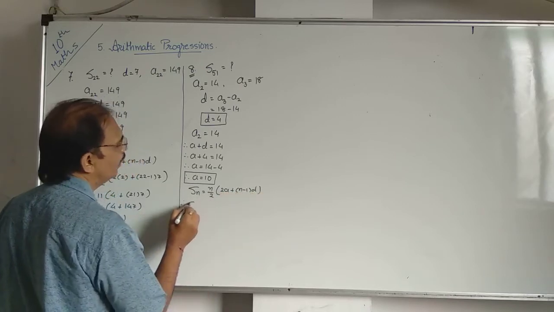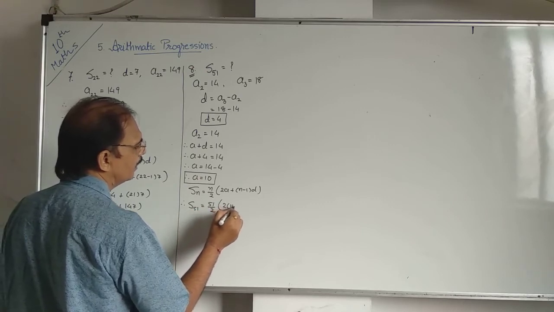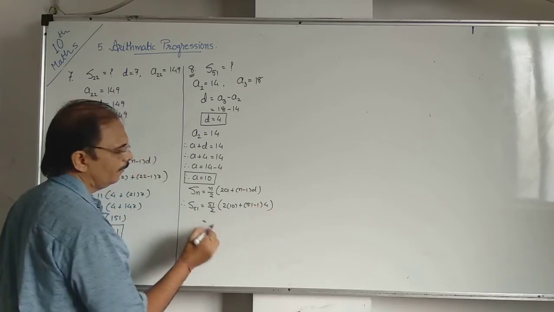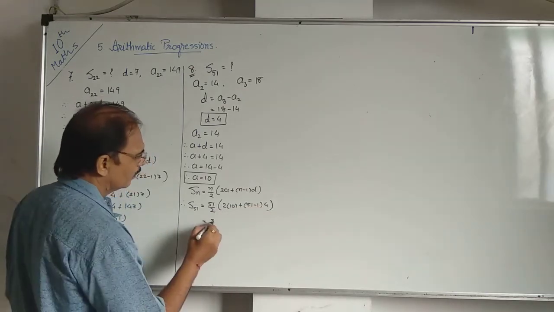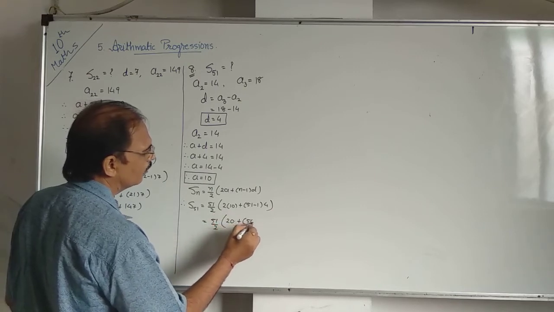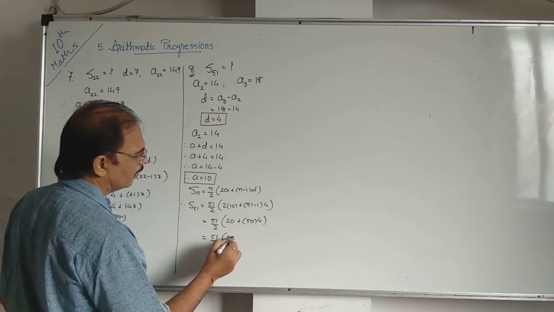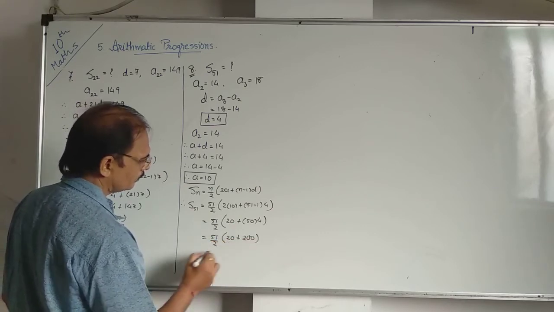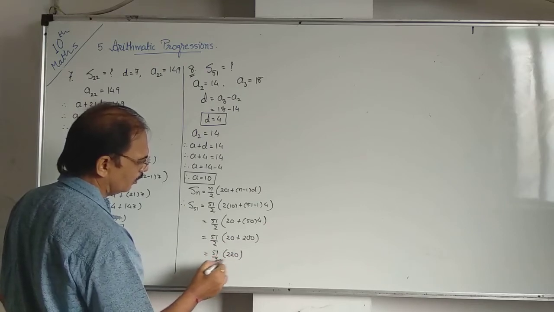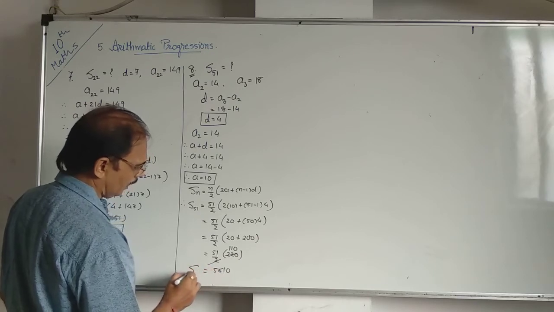Now Sn equals n by 2 into 2a plus n minus 1 into d. We want to find S51, so n equals 51 upon 2, 2a is 20, 51 minus 1 is 50, and d is 4. Simplify: 51 upon 2 times (20 plus 200), which is 51 upon 2 times 220, so 51 times 110, which is 5610. This is S51.